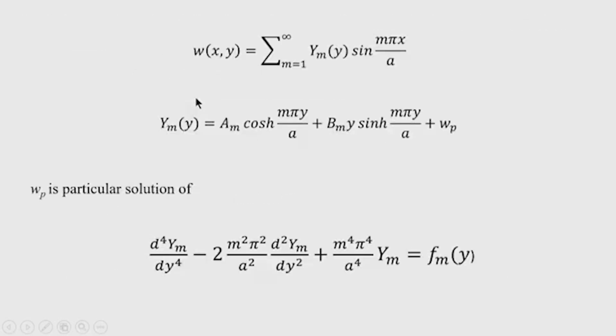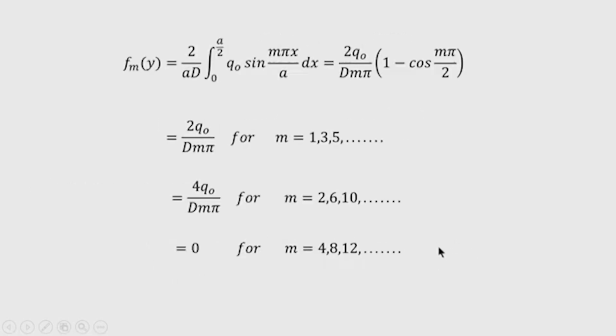that is this function, is again a constant. So, we can assume that the particular solution is also constant. So, substituting the particular integral as constant in this differential equation, you can see this term has no significance, this term has also no significance, only here m to the power 4 pi to the power 4 divided by a to the power 4 is some constant, which gives the particular integral W p equal to this term that we have evaluated. Okay.